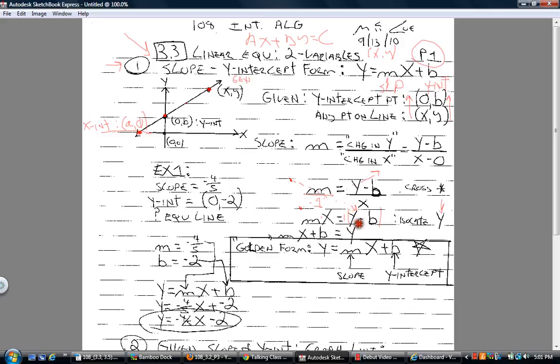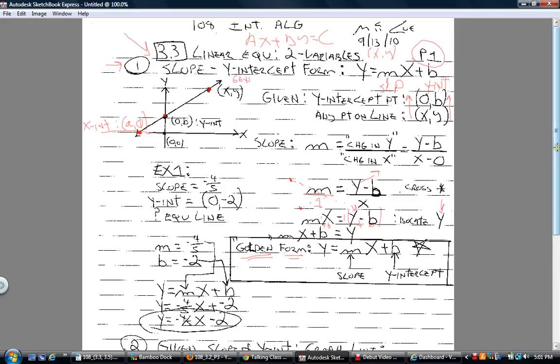They added b to both sides of the equation, and lo and behold, they had mx plus b, which are all different terms, equals y. And voila, the golden form is created. Y equals mx plus b. All I did was swap the left hand and right hand side. And thus m was the slope by definition, b was the y-intercept by definition. So now you've got the slope-intercept form.